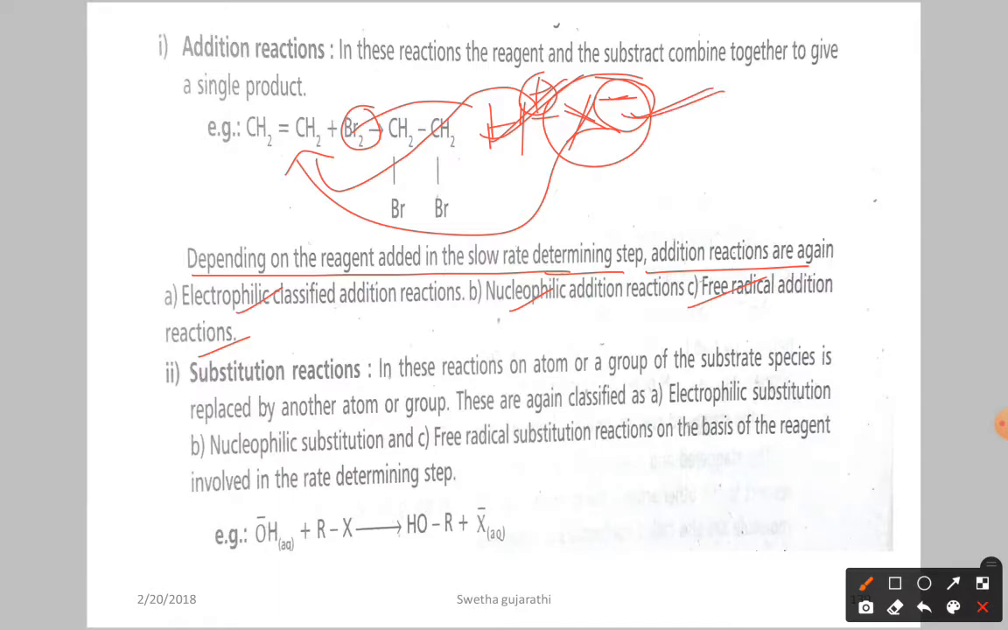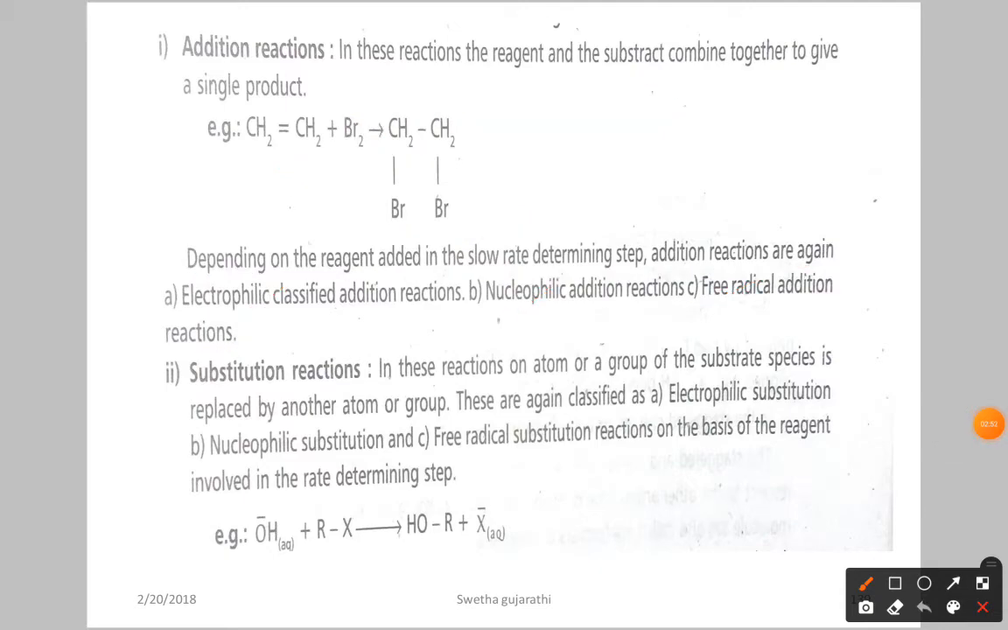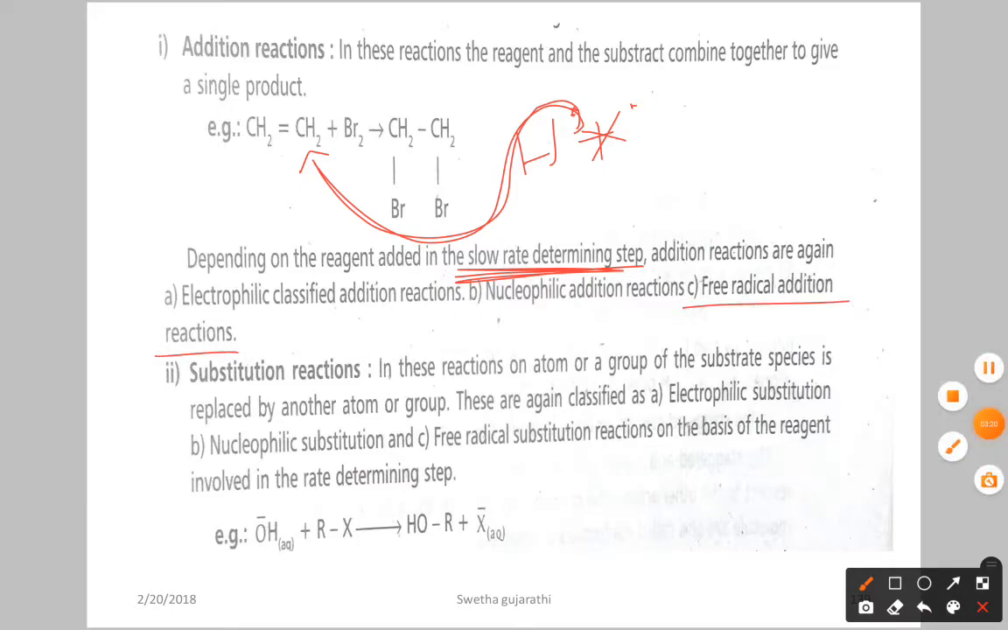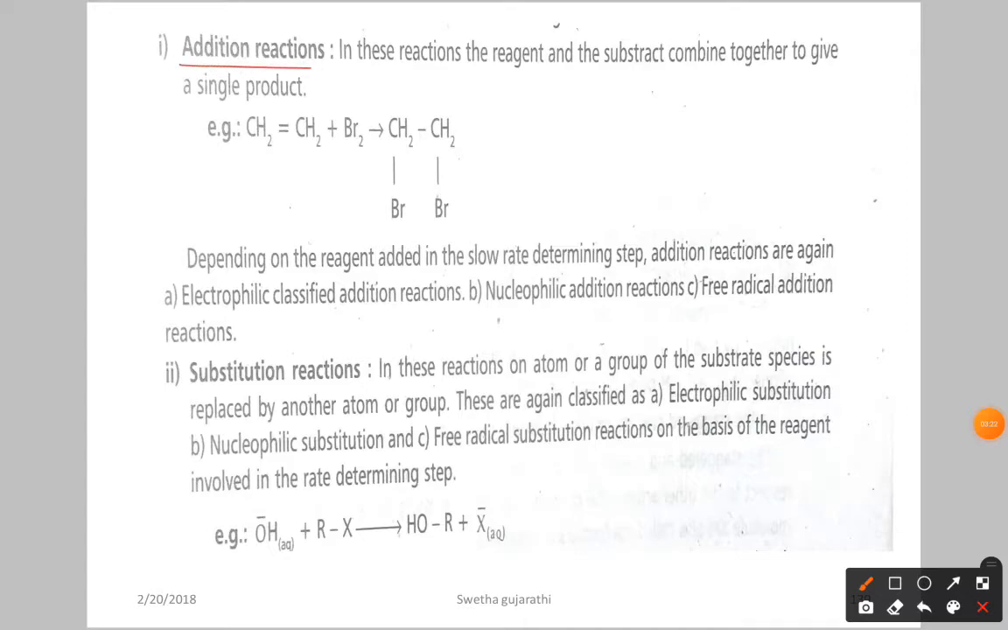If you add the nucleophile first, that type of reaction is called nucleophilic addition reaction. Free radical means, for example, H dot or X dot, where one electron is present; that is called a free radical. Among the steps, one step will be slow; that is called the slow rate determining step. If you add H dot, a free radical, in that step, that is called free radical addition reaction. So this is about addition reactions.